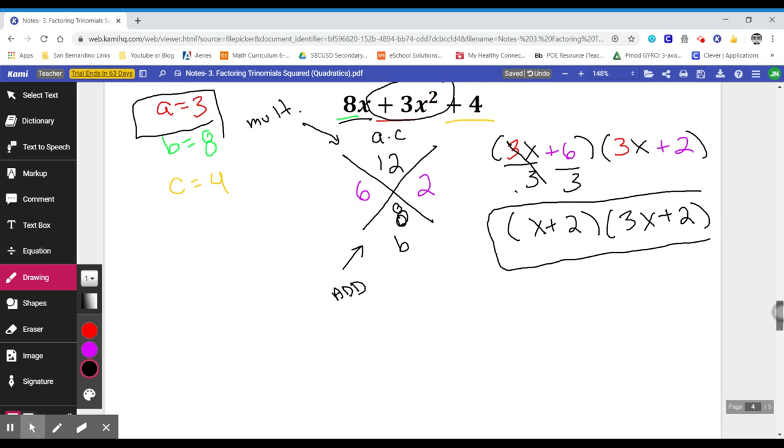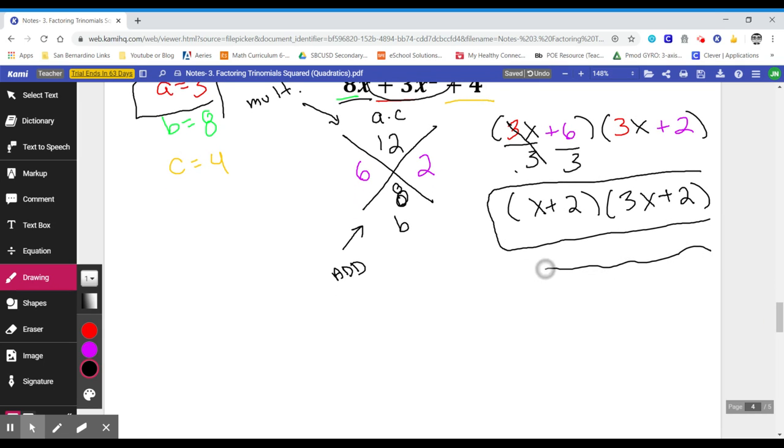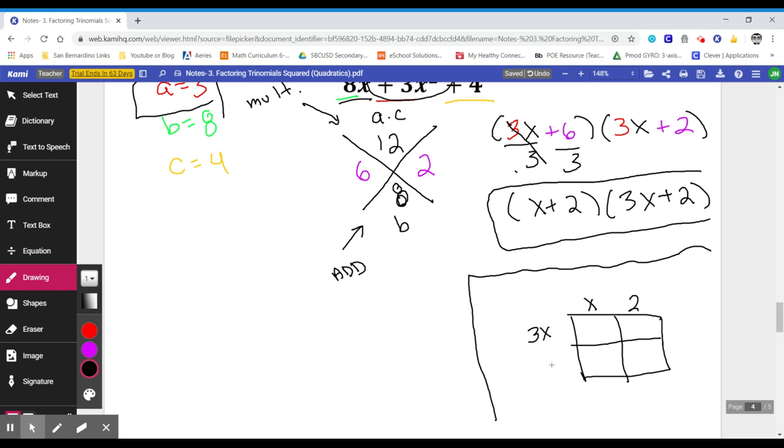Again, you don't have to check every single time, but for your first, I'm going to go ahead and say your first like 4 or 5 problems, go ahead and check it. Just to make sure you're doing it correctly. So if I multiply this out, I should get the original problem. And as you can see, when I write my factors, x and 2, and then 3x, and then 2, it should multiply out to 3x squared, 6x, 2x, 4, which means that when I combine like terms, I should get the original problem when I add the diagonals.